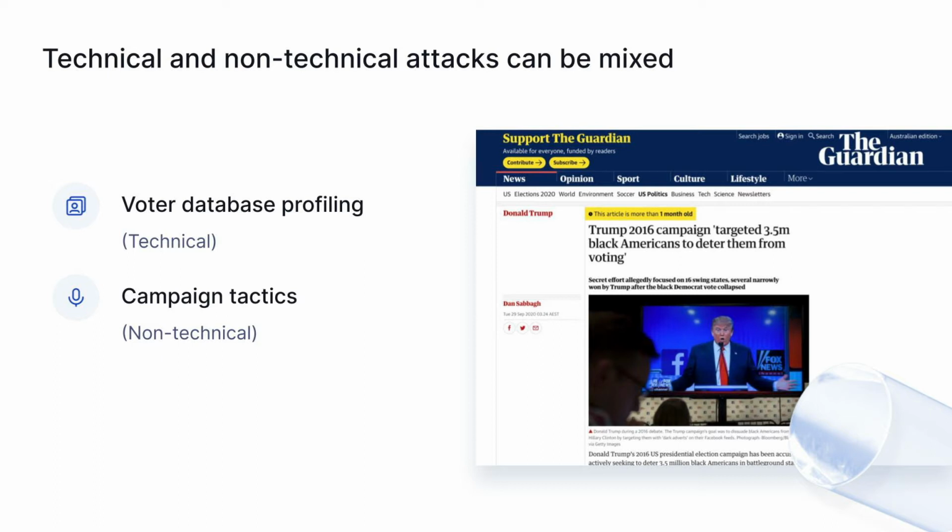Channel 4 News in the UK recently broke a story about how the voter database used by the 2016 Trump campaign marked 3.5 million Black Americans for deterrence. That is, they should be deterred from voting at all. This strategy involves both the technical element of voter profiling and a spectrum of technical and non-technical campaign tactics for accomplishing that goal.